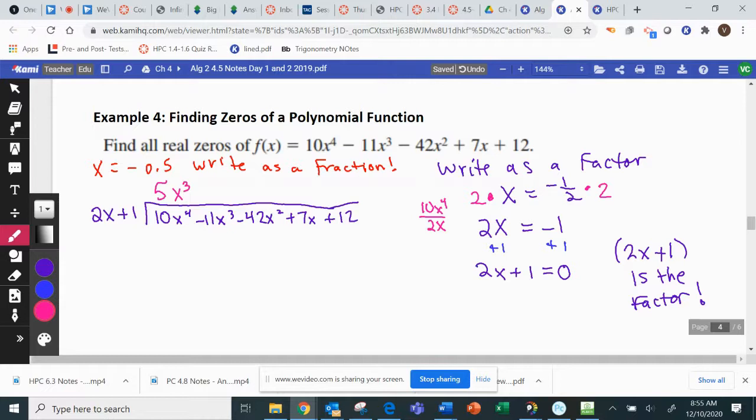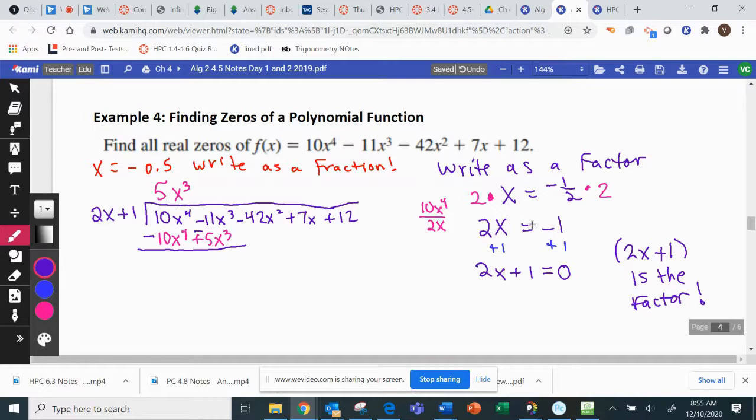So after divide, what comes next? Multiply. So we're going to multiply, but you have to distribute it. So I'm going to get 10x to the 4th, and then 5x to the 3rd times 1 is 5x to the 3rd. And then we subtract. I draw the line and I change my signs so I can subtract.